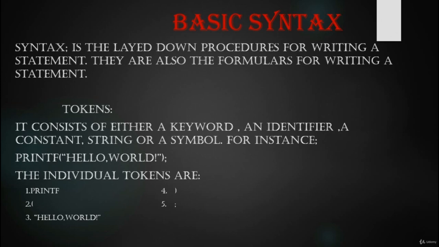Now let's learn something about tokens. Tokens consist of either a keyword, an identifier, a constant, string, or a symbol. For instance, printf bracket double quote hello world. The individual tokens are 1, printf, 2, the open bracket, 3, hello world, 4, closing bracket, and 5, semicolon.